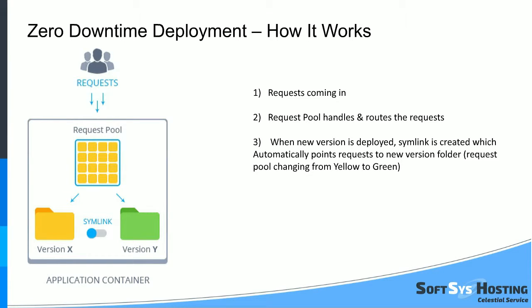So as you can see, requests are coming in, request pool handles and routes the request. When a new version is deployed, a symlink is created which automatically points request to a new version folder. So this is demonstrated with the request pool changing from yellow to green and the symlink turning from version X to version Y.